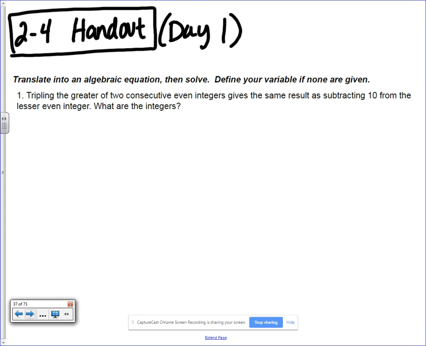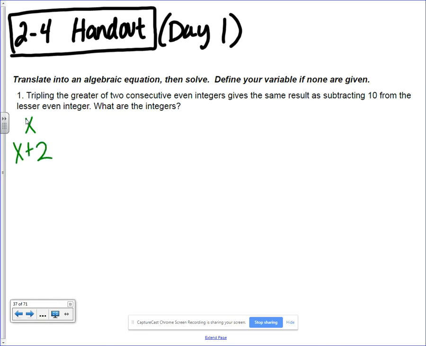All right, so here we go. We are going to translate this into an algebraic equation. We're going to solve. Make sure you tell me what your variables are if I don't give them to you. All right, this says tripling the greater of 2 consecutive even integers. So if they're even, they're 2 apart.